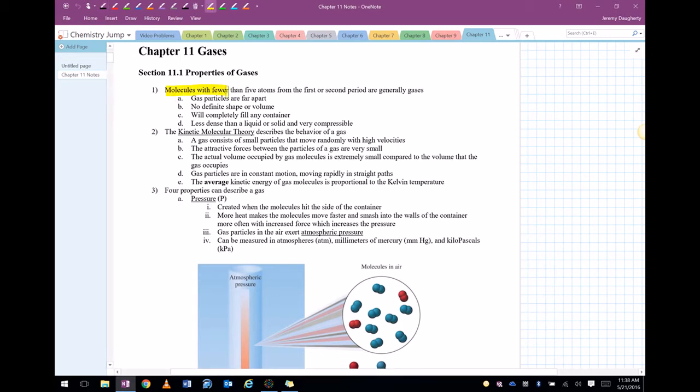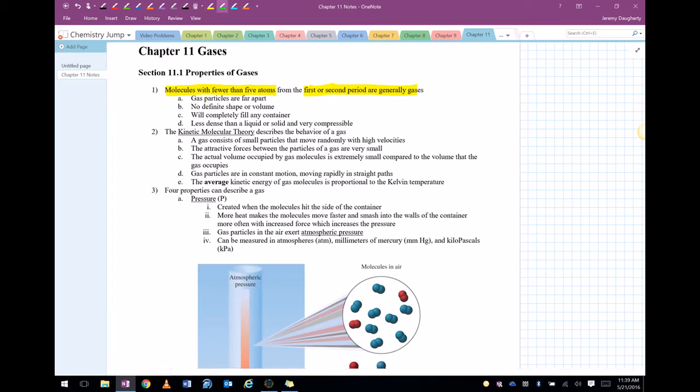We're usually talking about molecules that have fewer than 5 atoms. The reason is that as we increase the number of atoms, we increase the number of electrons. As we increase the number of electrons, it becomes more polarizable, which means it has stronger London dispersion forces. And the stronger the London dispersion forces, the more likely it's going to be a liquid or a solid. So fewer than 5 atoms typically, usually the first or second period. Again, we're looking at the number of electrons. The fewer the electrons, the more likely it is to be a gas.